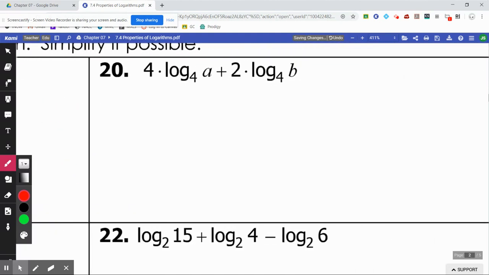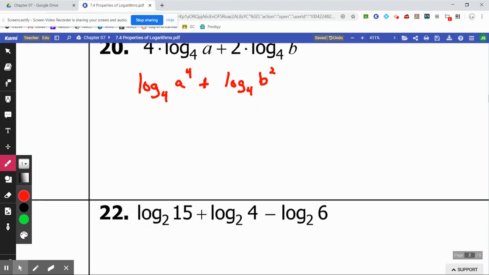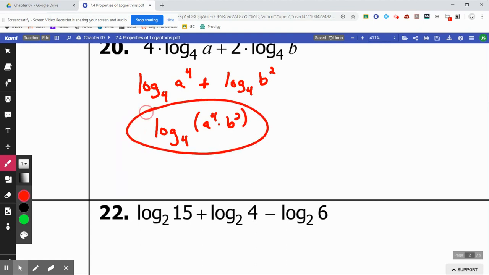Number 20. All numbers out front can be brought up to the exponents. So that'd be the log base 4 of a to the 4th plus log base 4 of b to the 2nd. Anytime you have the sum of logs, you can combine them using multiplication. So that'd be the log base 4 of a to the 4th times b to the 2nd.